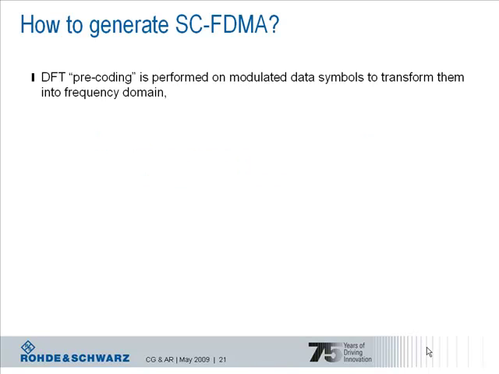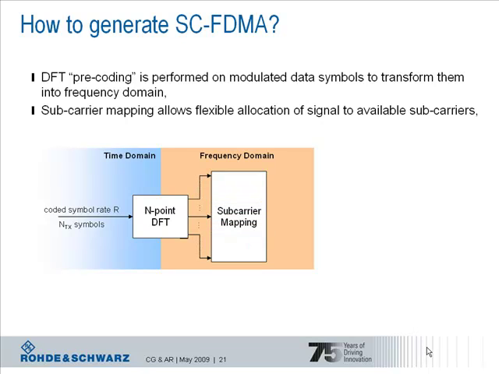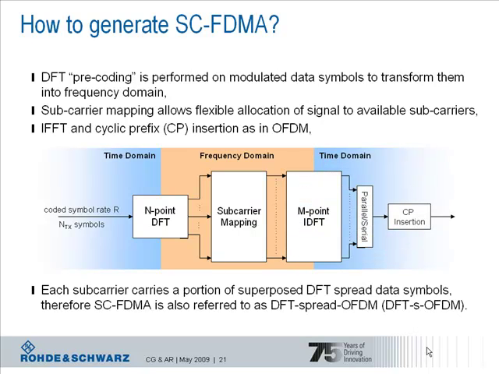Now, let's see how a single carrier FDMA signal is generated from a high level perspective. First of all, there's another block in the signal processing chain. A discrete Fourier transform is performed on the data symbols after serial parallel conversion, which transfers them from the time into the frequency domain. Afterwards, there is subcarrier mapping as in OFDM and an IFFT to transfer the signal from the frequency domain into the time domain. After the parallel serial conversion, the cyclic prefix is inserted.